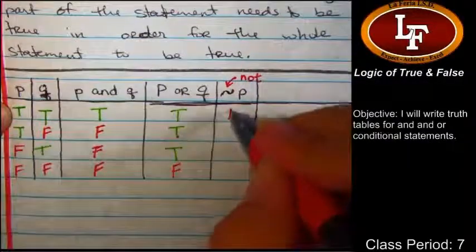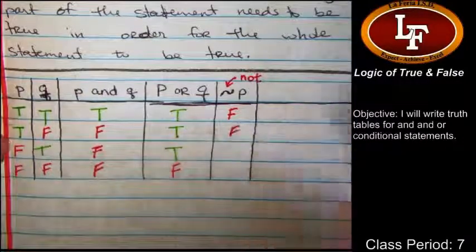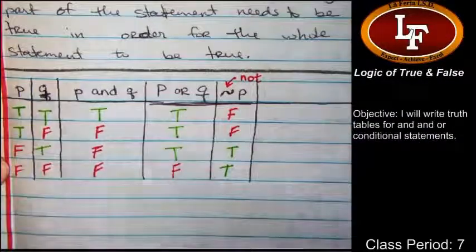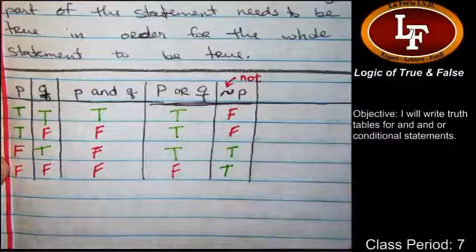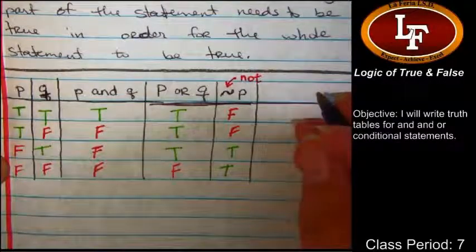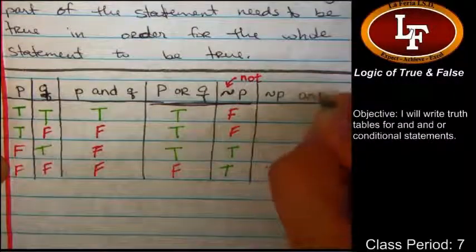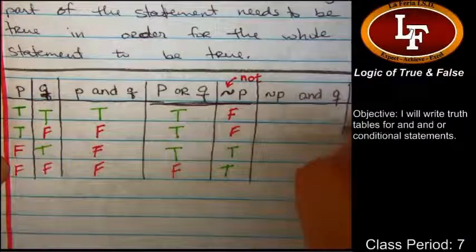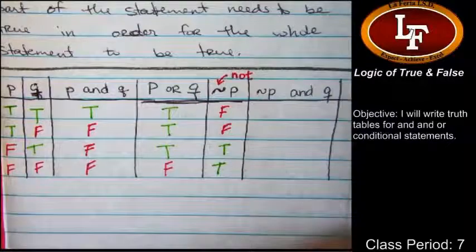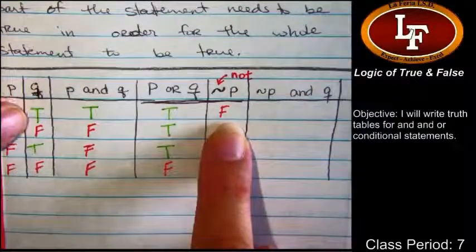False here on the first one. Second one? False. The third one? True. Beautiful. The fourth one? True. Lovely. All right, I'm going to make it look really weird for you guys, but I know you guys are super smart. You can get this. You ready? Not P and Q. Okay? So you're going to look at the not P column, and you're going to look at the Q column.